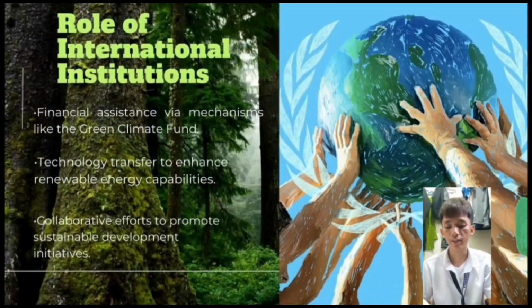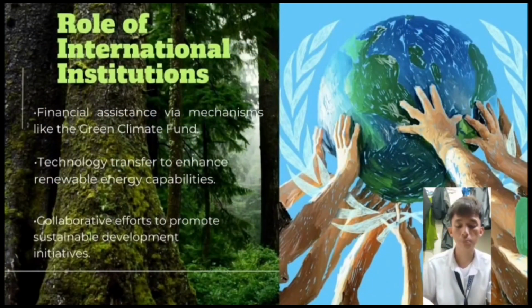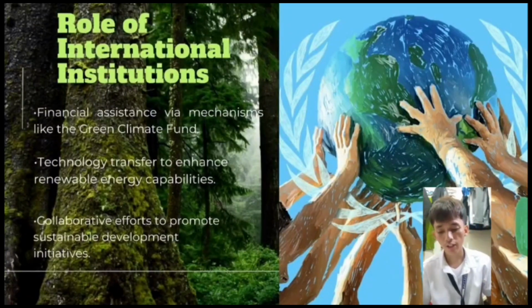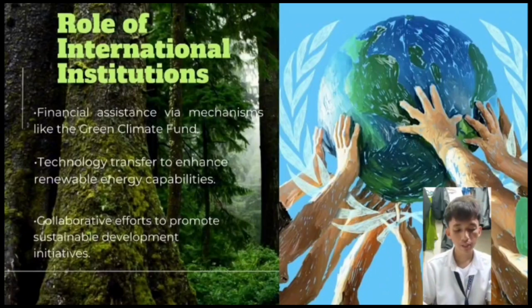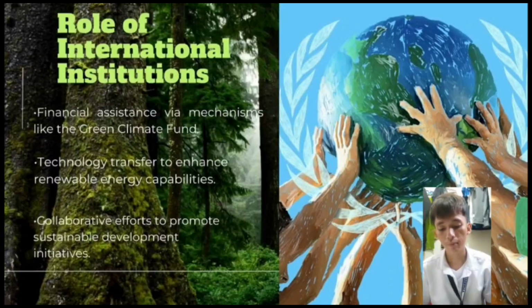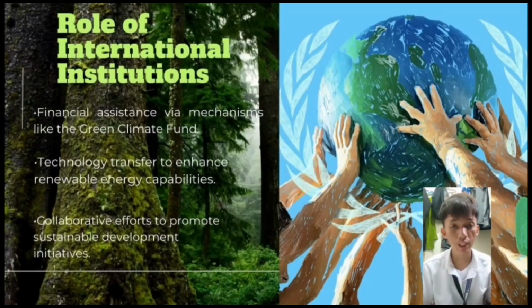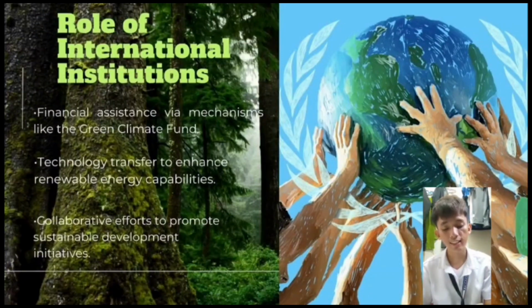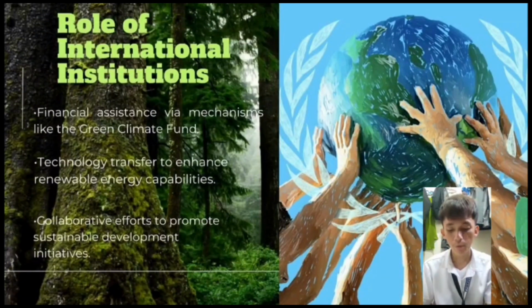So the next slide is how international institutions and developed countries can support the global south. First is the Green Climate Fund, established by the United Nations, which provides financial assistance to developing countries for climate change mitigation and adaptation projects. For instance, in 2023, the fund approved a $100 million grant to Brazil for sustainable forest management in the Amazon. This project aims to reduce deforestation, enhance carbon sequestration, and improve the livelihood of local communities.